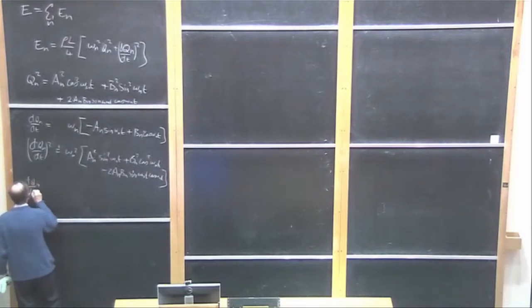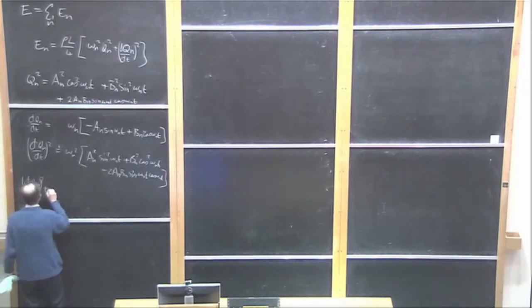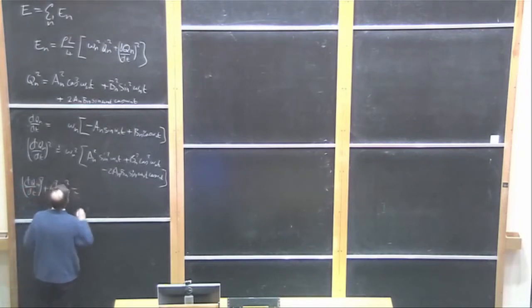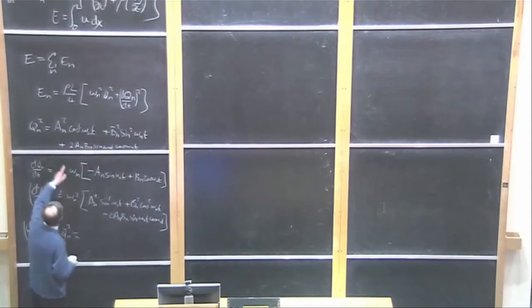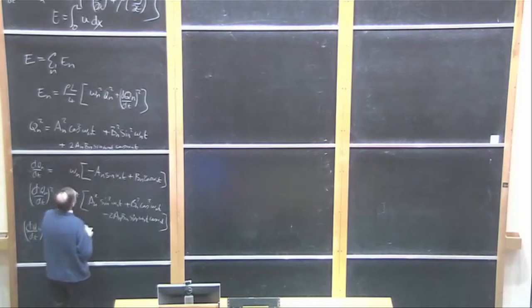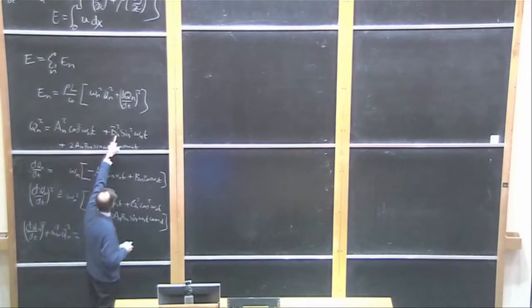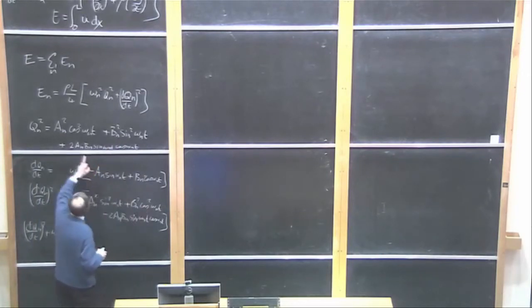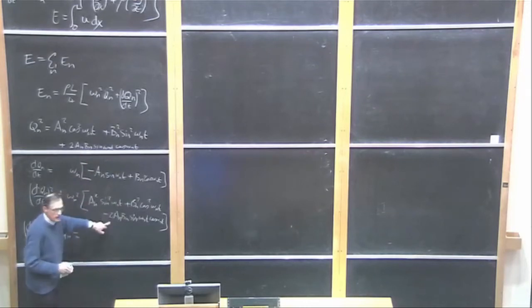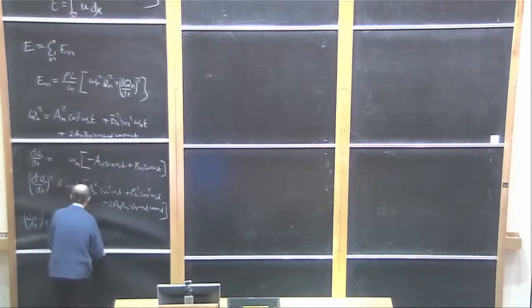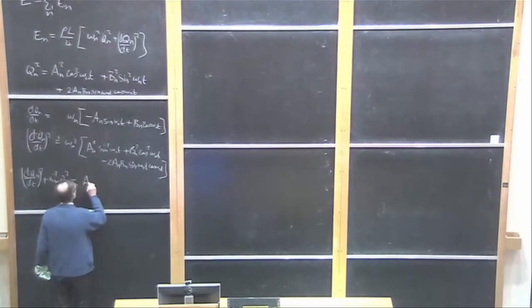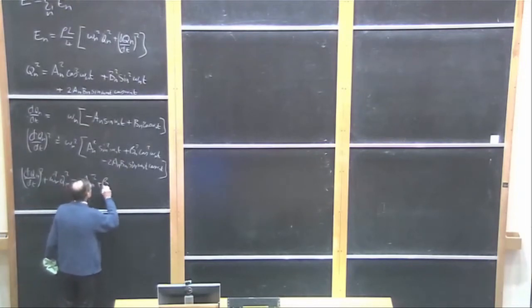And so dQn by dt squared plus omega n squared Qn squared is omega n squared An squared times cos squared plus sine squared, plus omega n squared Bn squared times sine squared plus cos squared, plus a cross term minus the same cross term, and it all boils down beautifully simply to omega n squared times An squared plus Bn squared.